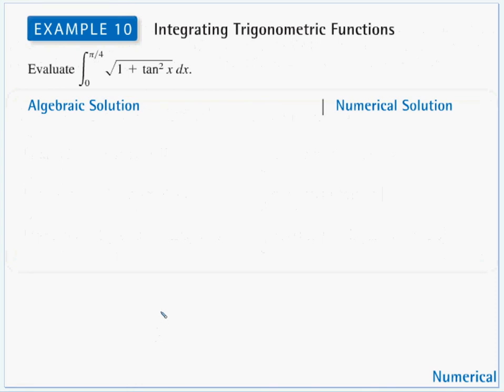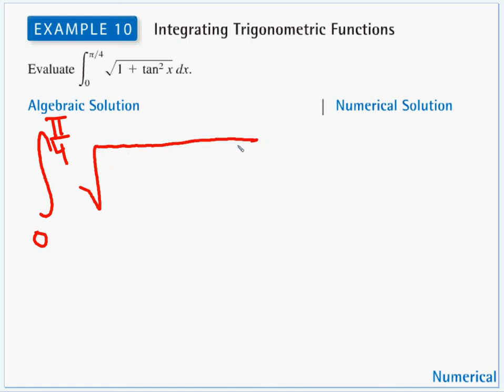Now in example 10, we're actually going to do a definite integral. So we have numbers now. We're going to have a fundamental theorem of calculus problem here. Let me just copy it down here. We're going from 0 to quarter pi, square root of 1 plus tan squared. It does not look like a fraction. It's going to be kind of tricky to try to force it into that.